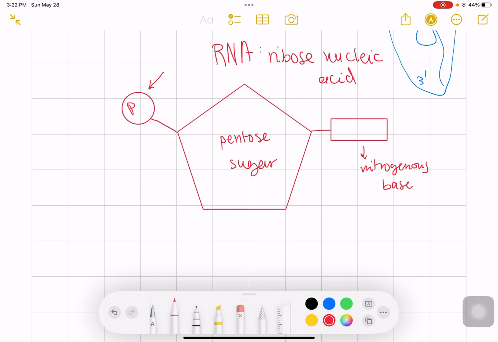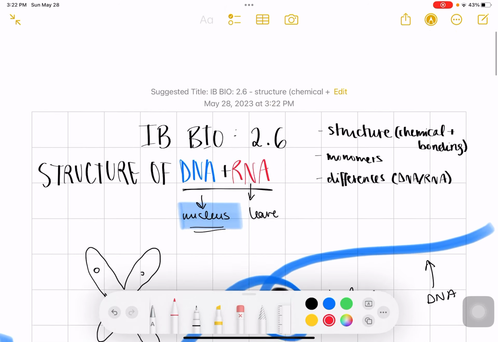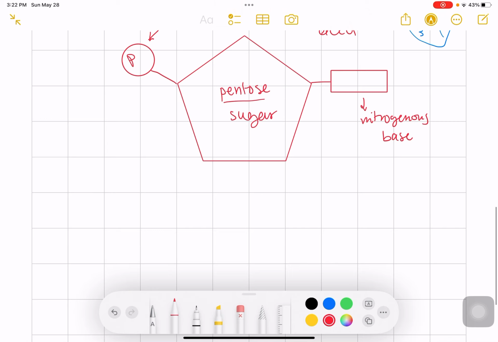Although they still have a pentose, which means it still has 5 carbons, and it still has nitrogenous bases and still has a phosphate group. So that's the only difference, that the oxygen at the bottom is not there. We'll get into a few other differences later on. This is also the monomer of RNA, and it has the same bonding, over here, over here. Both of them are covalent.